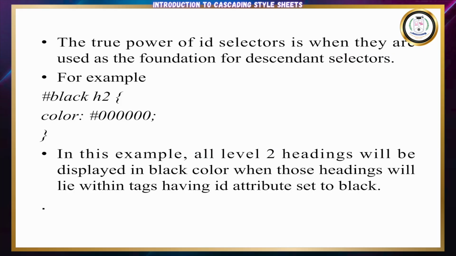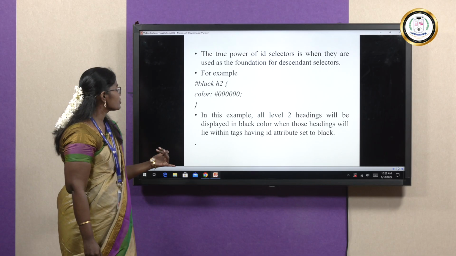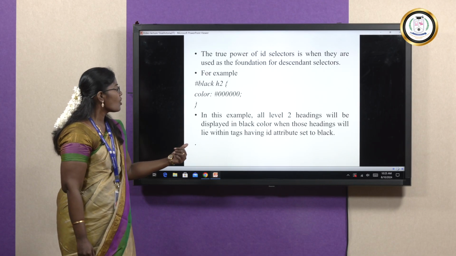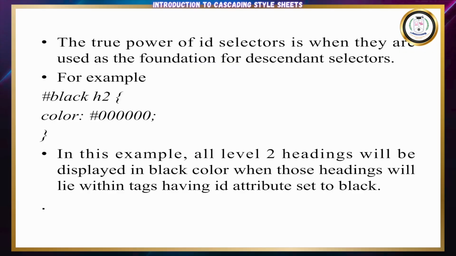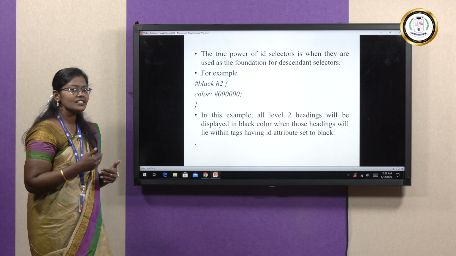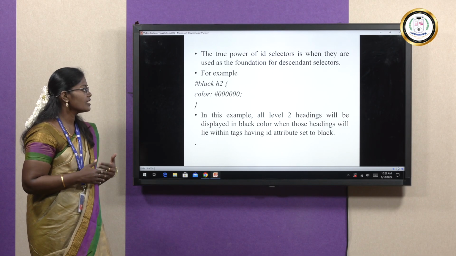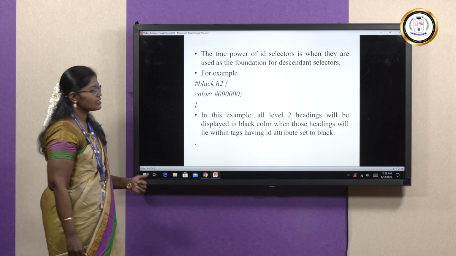The true power of the ID selector is when it is used as the foundation for descendant selectors. It is #black h2. In this example, all level 2 headings will be displayed in black color when those headings lie within the tags having the ID attribute set to black. Wherever the ID attribute is black and there is an H2 tag inside it, it will be displayed in the color black.